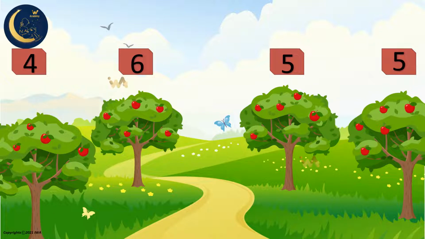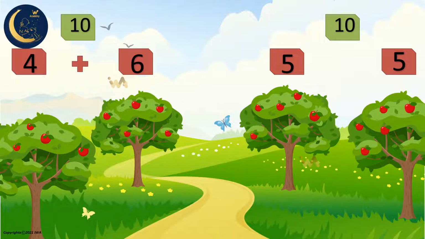Notice, friends, that the numbers 4 and 6 are components of the number 10, and the two numbers 5 and 5 are components of the number 10 as well. So the number of apples in these two gardens is the same. There are 10 apples in both gardens. Here we have 4 plus 6, and here we have 5 plus 5. Both numerical sentences have the same numerical values.